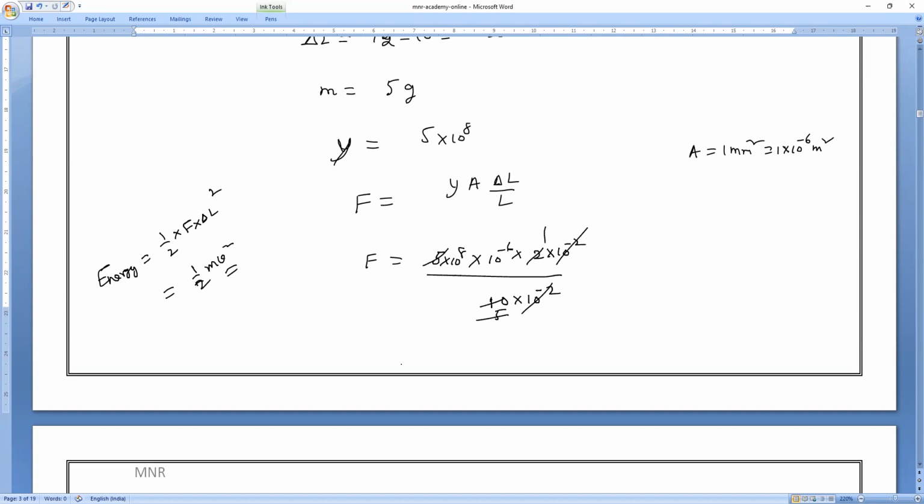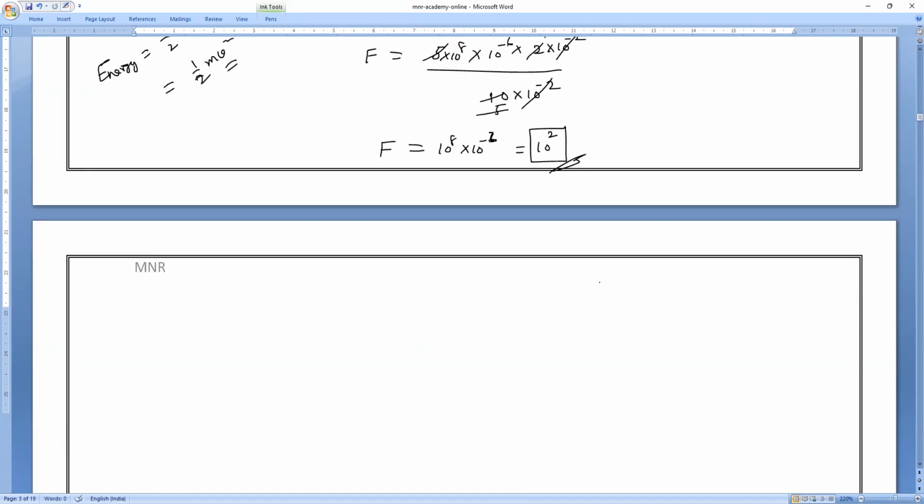Next, 5 and 5 will get cancelled. So what is the force remaining? Verify it, everybody: 10 power 8 into 10 power minus 6, which is equal to 10 power 2. What is the force, Ra? 2, sir. 10 power 2.